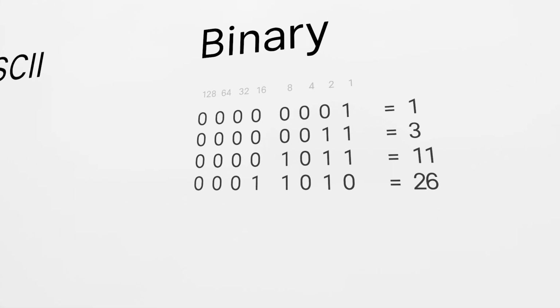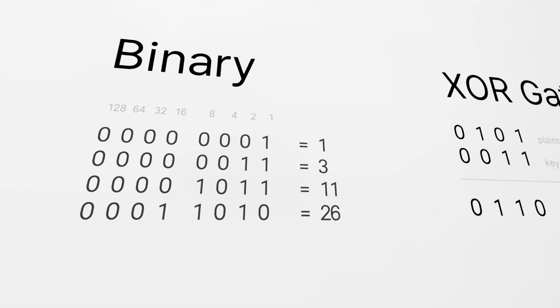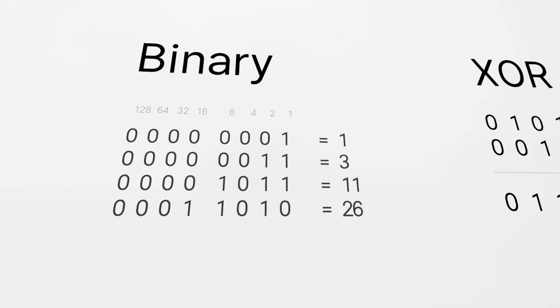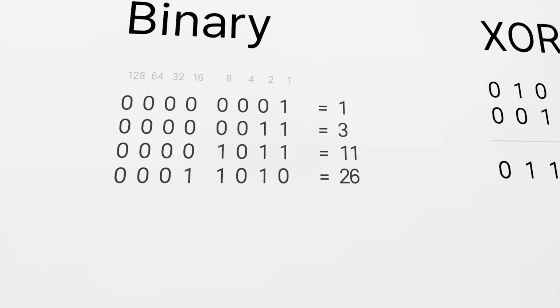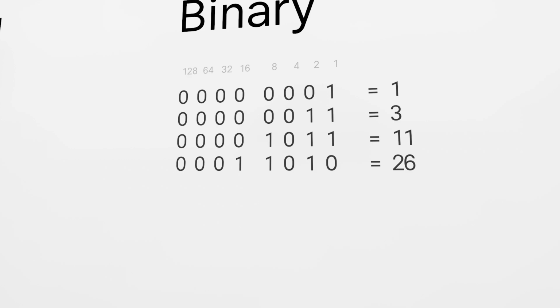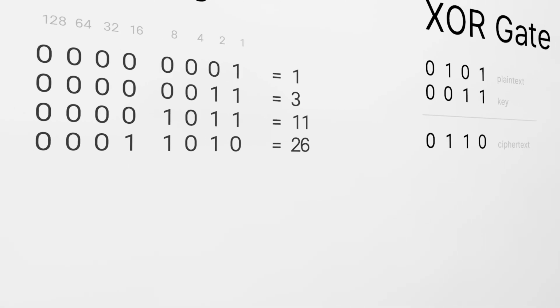Like in the top row there, only the one column is 1, so we only have the 1 to add up, and then the next row we have 2 and 1 being 1, so 2 and 1 is 3, and then the next column we have 8, 2 and 1 makes 11, and in this column down here we have 16, 8 and 2, which does in fact make 26.